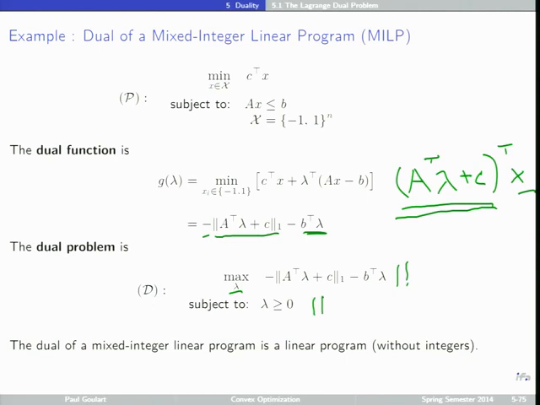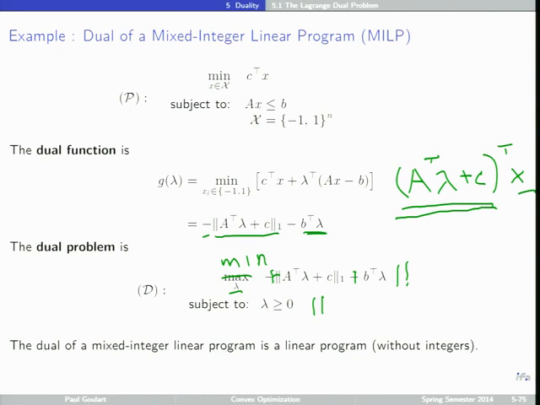And if I wanted to, I could instead minimize. I could change the sign, so I can make this plus, and then I make this min. Now I'm minimizing the sum of a linear function with a 1 norm, and I showed you before that that's a linear program. So in this case, a mixed integer problem in the primal, which is horrible, is much easier to solve in the dual because it's a linear program. Basically, the dual of a mixed integer linear program is a linear program without integers.